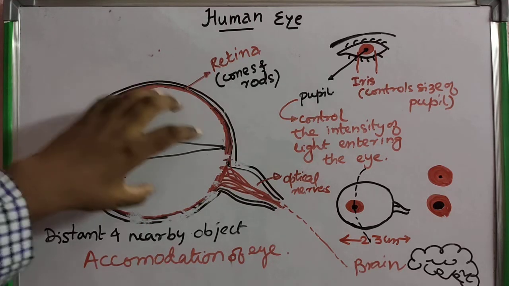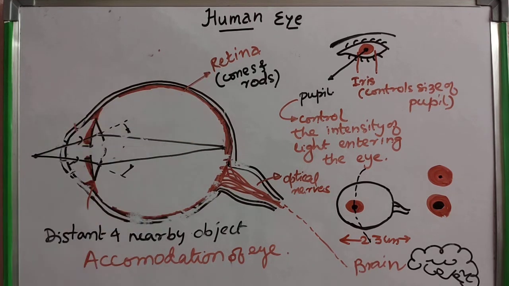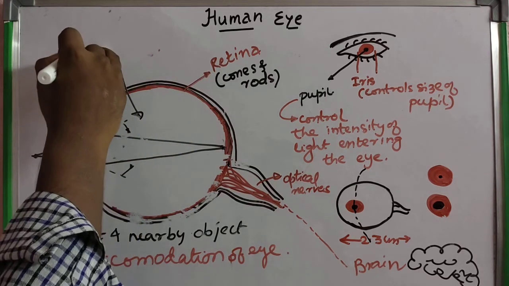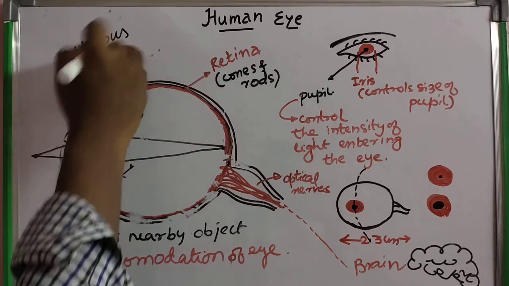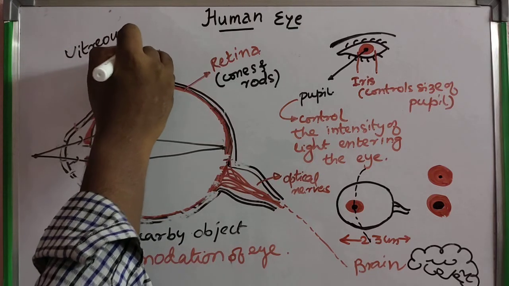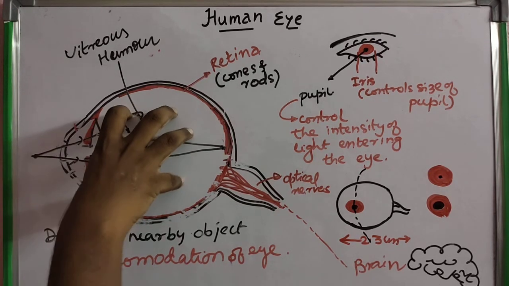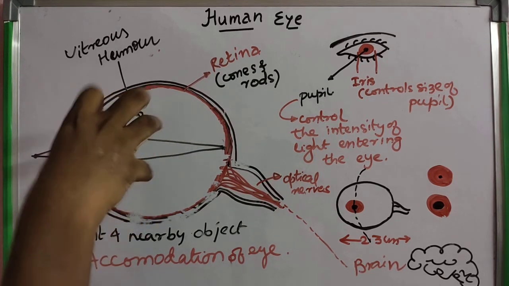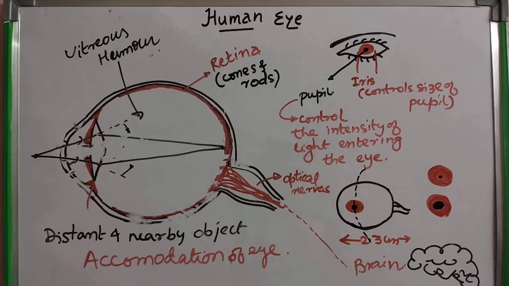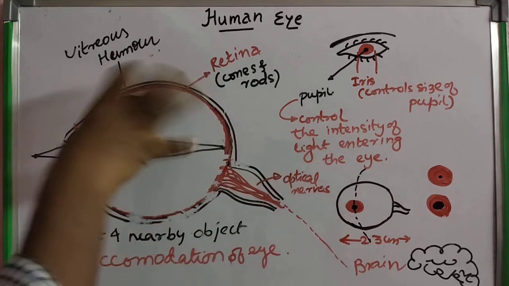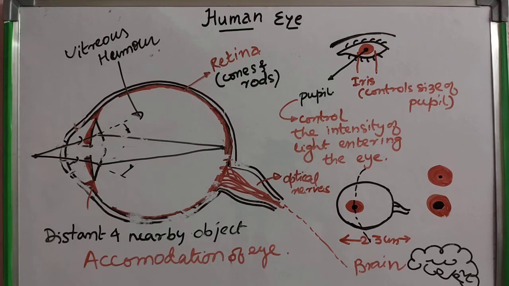Next, the liquid which we have is the vitreous humor. Let me write it here. Vitreous means glass-like substance. So what is its function? Its function is to keep the pressure inside. It maintains the shape of the eyeball. So whatever shape you are seeing is maintained by the vitreous humor.